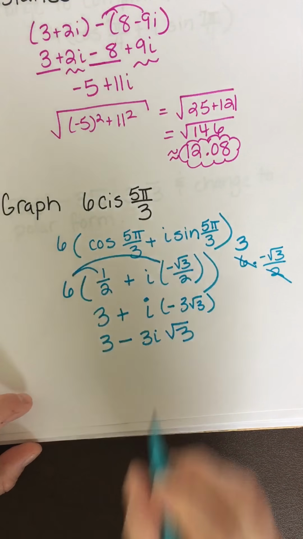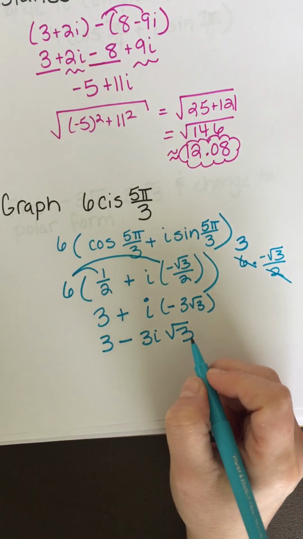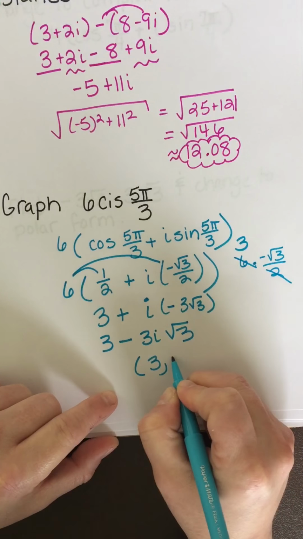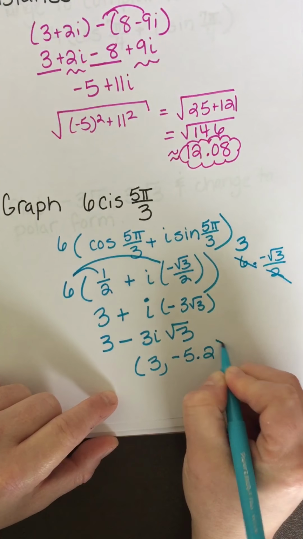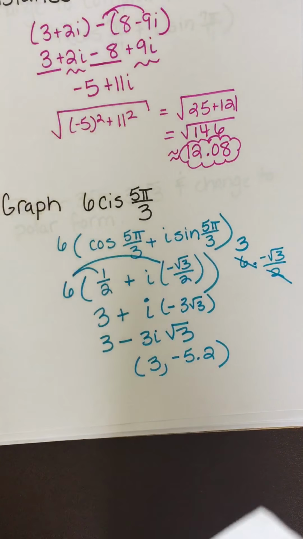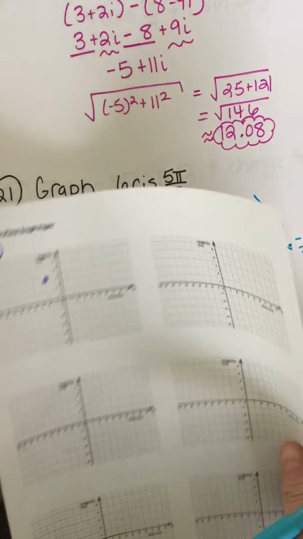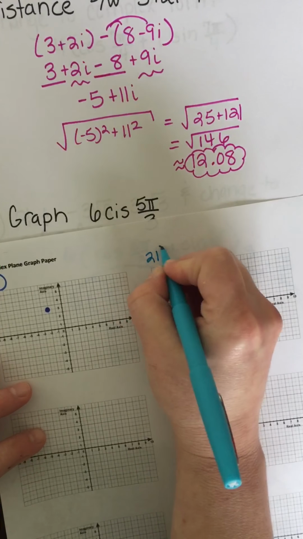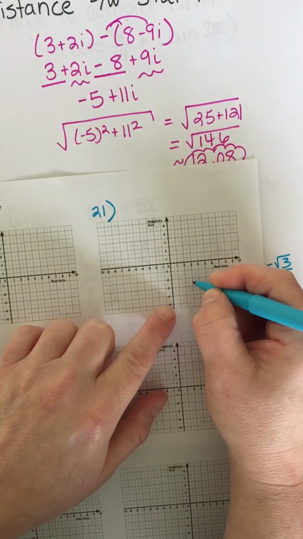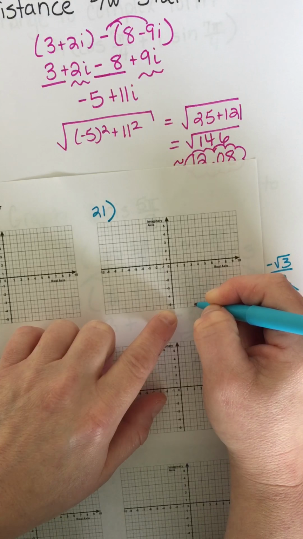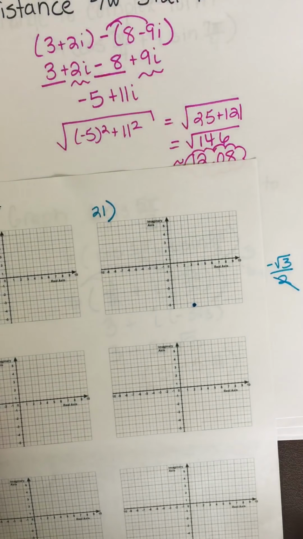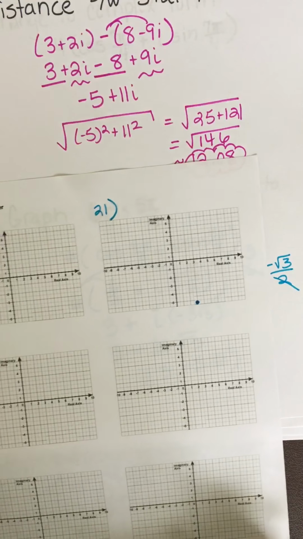Now if I wanted to graph that, 3 square root of 3 is about 5.2. So that's like the point 3 comma negative 5.2-ish. So let me get my graph paper. So this is number 21. So over 3 and then down about 5.2. So about right here. And that'll be it.